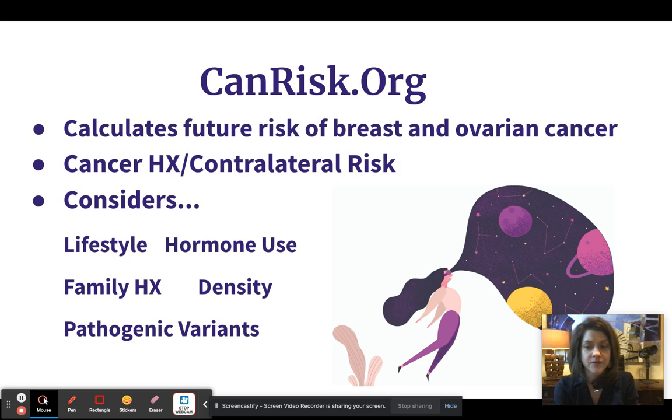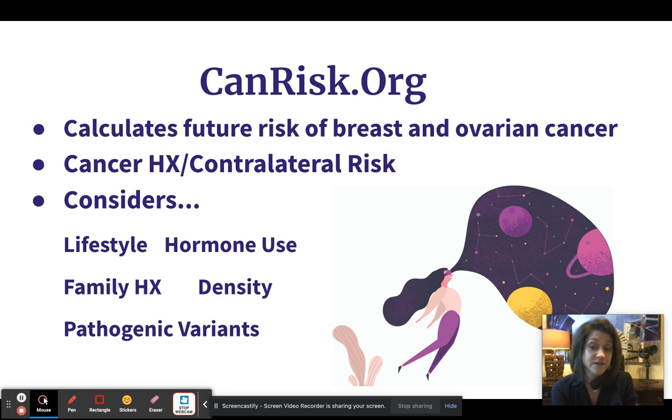The third model would be more appropriate used in a specialty clinic, but I do want you to have exposure to it. It's out of the United Kingdom. It's canris.org, readily available online. This calculates the future risk of breast and ovarian cancer, so it's our only ovarian cancer estimation tool.